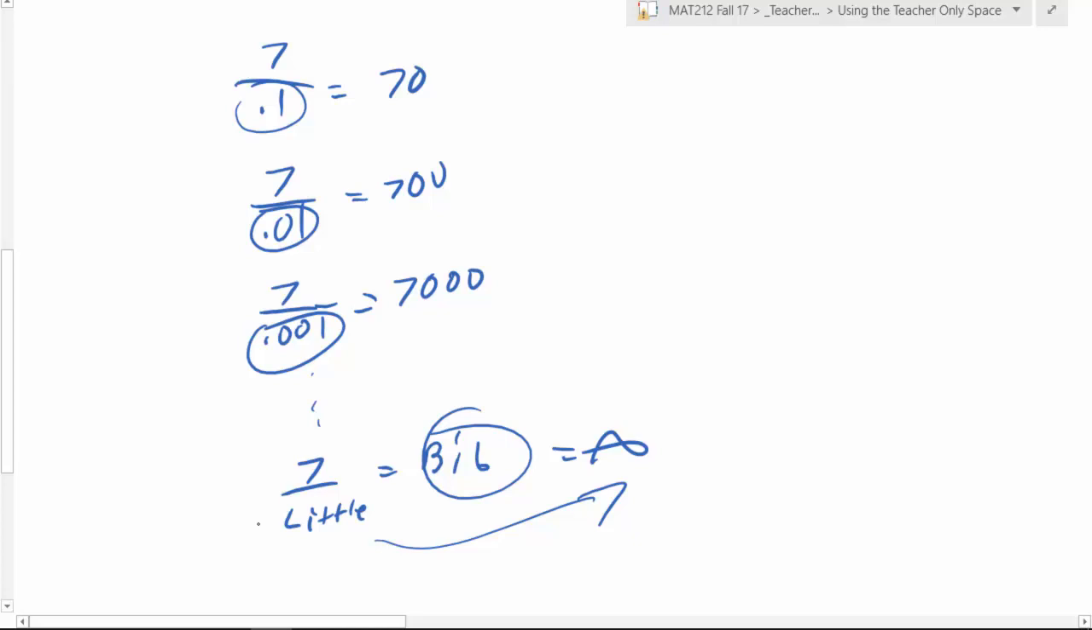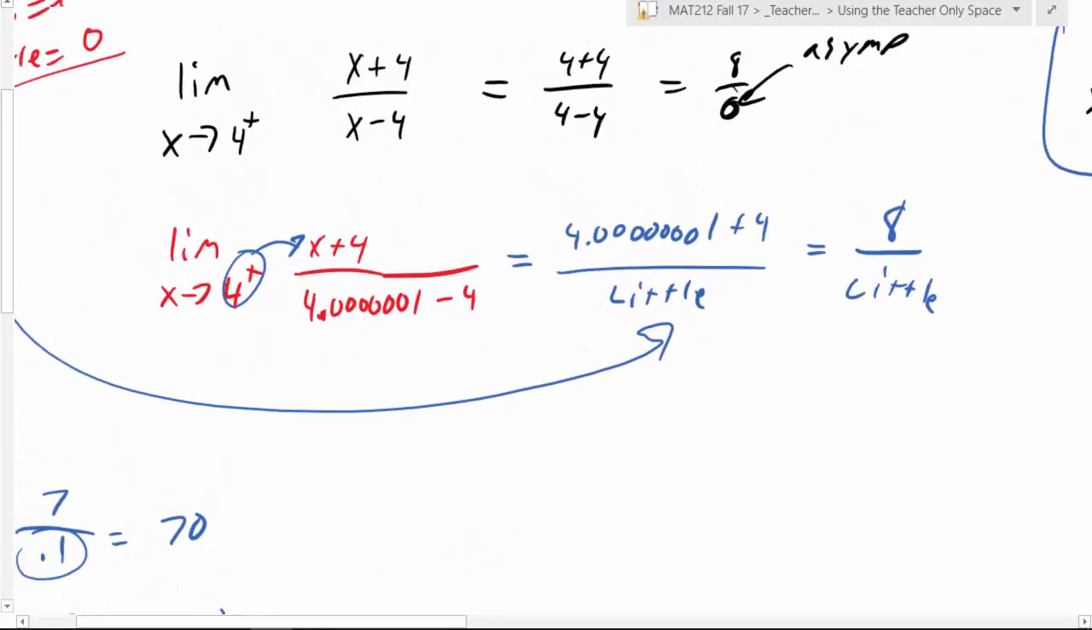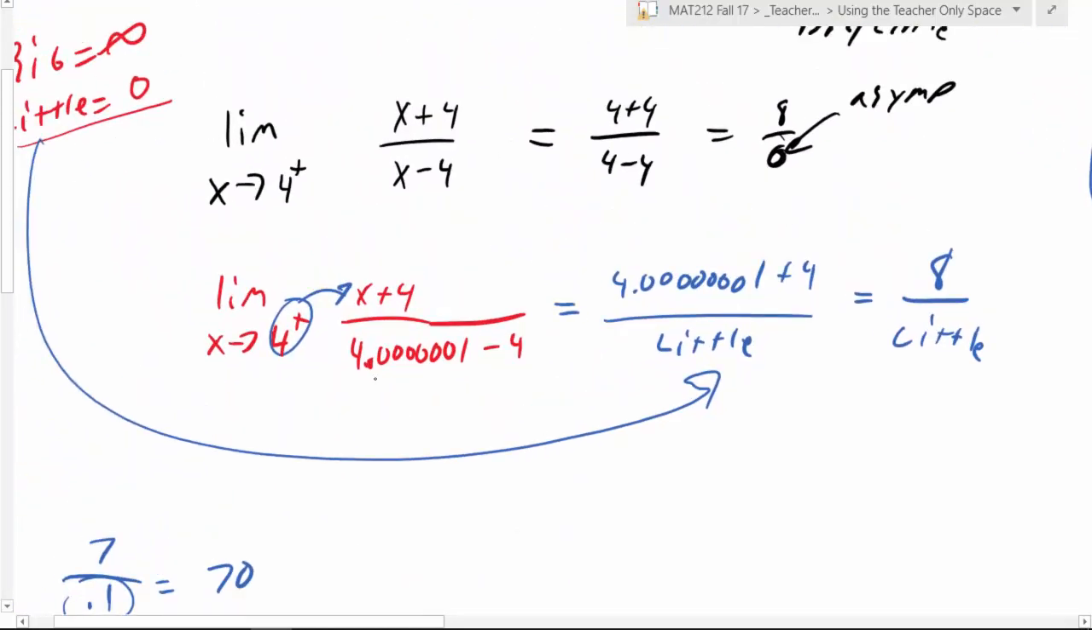Now, if it happened to be a negative little or a negative 7, well, a negative divided by a positive makes a negative. So therefore it is a negative infinity. Okay. So here we have to ask ourselves, 4.00000001 minus 4, that is a positive little number because 4.00000001 is bigger than 4, right? So therefore it stays positive.